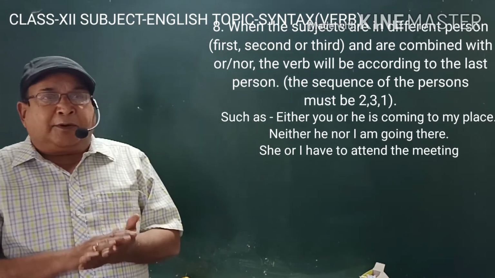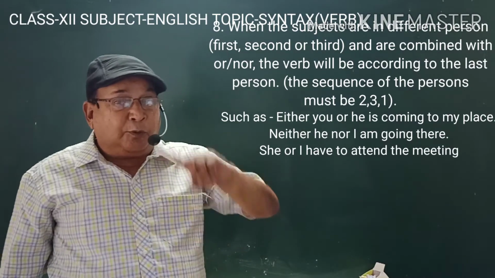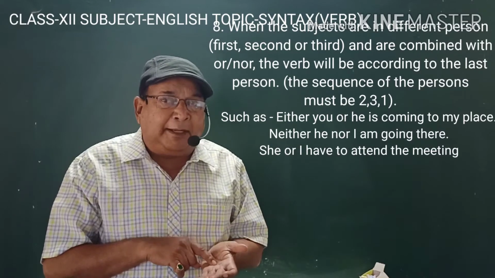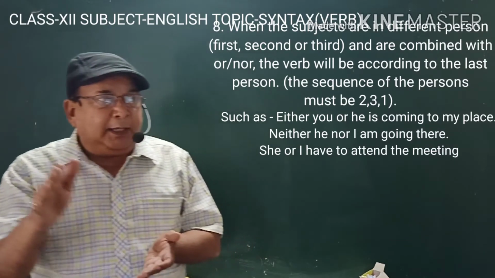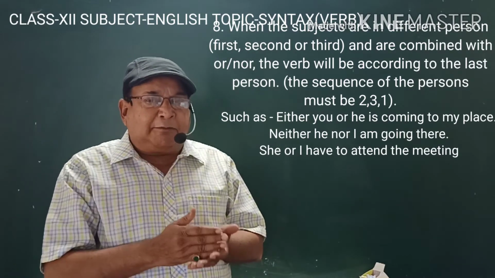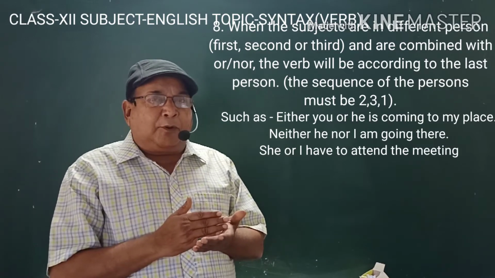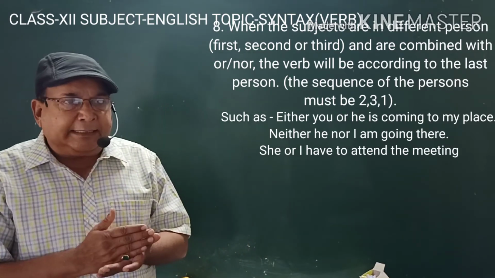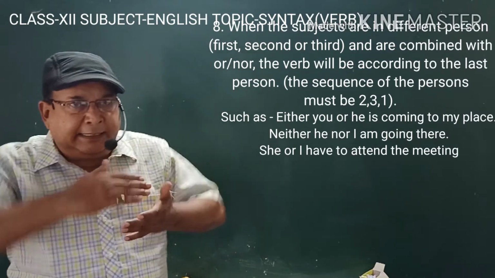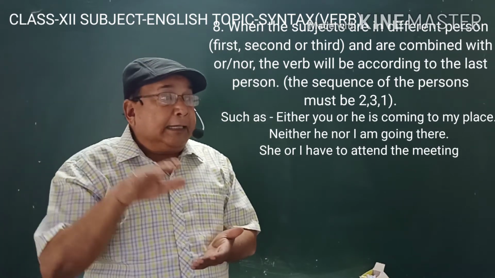The verb will be according to the last person. One thing. The second thing, I told you in the syntax of pronoun that their sequence will be 2, 3, 1. I repeat, the sequence will be 2, 3, 1. It means the second personal pronoun will be written first, the third personal pronoun will be written thereafter, and the first personal pronoun will be written in the last.